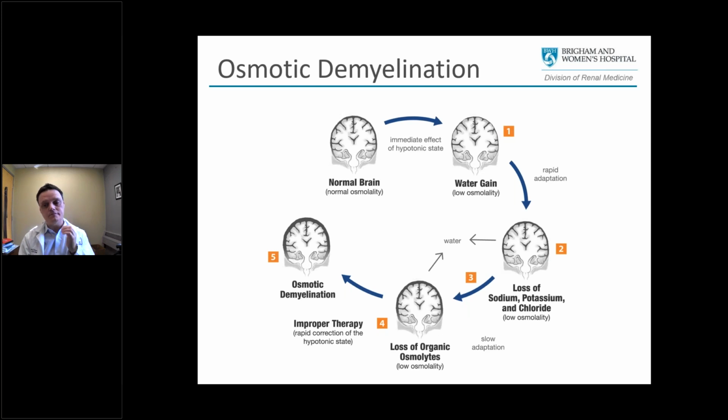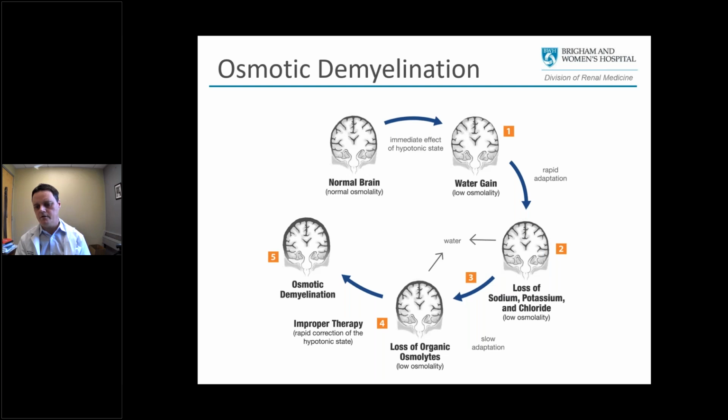Well, this is what happens. Under normal circumstances, with your normal brain, you have normal osmolality. When you become initially hypotonic, you have osmoles that are in your brain that aren't in your extracellular space, and so those don't change rapidly. And so what happens when your serum sodium concentration drops is your brain gains water. Your brain then starts to adapt to the low sodium concentration and starts to remove those osmoles from the brain. And so as you lose these osmoles, the brain returns to normal again.